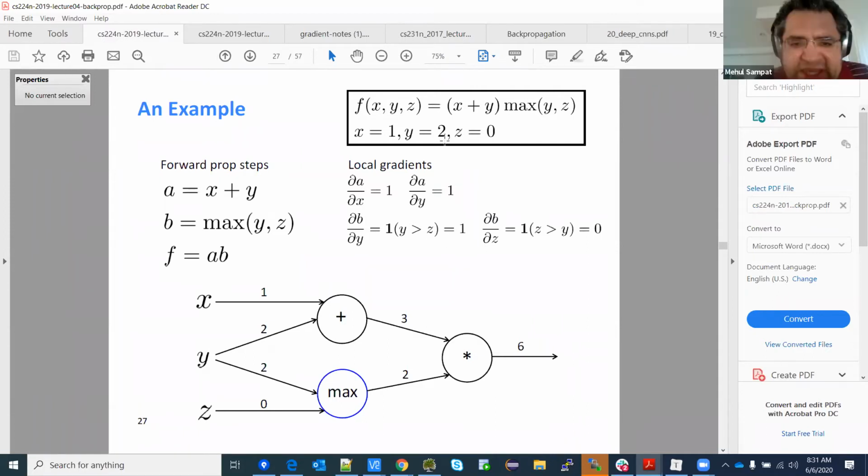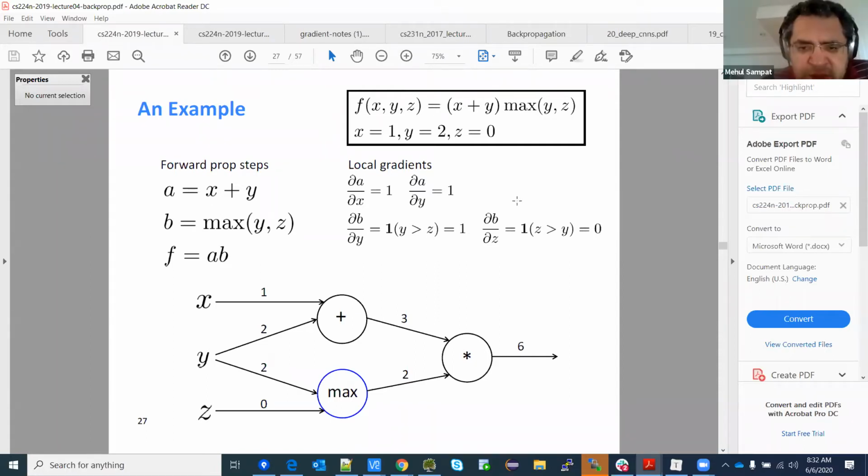So in this case, Y is 2 and Z is 0, so that's why delta B by delta Y is 1. And because Z is less than Y, del B by del Z is 0. So the first equality sign is the indicator function, and the second equality sign in each equation is evaluating that indicator function at the current value of Y or Z.